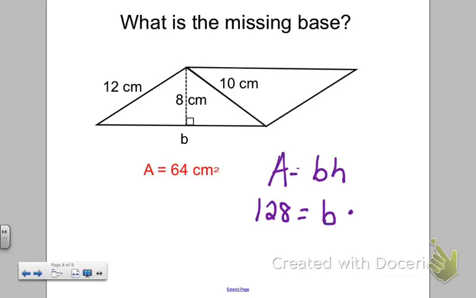Again, our base is still missing. Our height never changed. It's still 8. So we have to think to ourselves, what number times 8 is going to give me 128? Or go backwards. Do 128 divided by the height that you have, which is 8, and you're still going to get 16 centimeters.